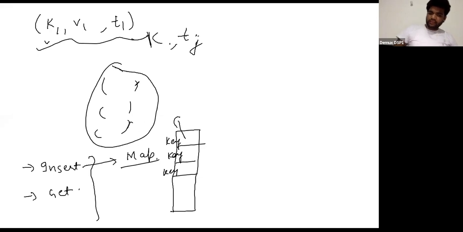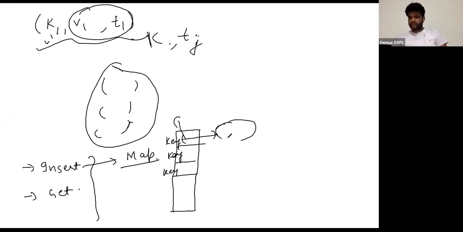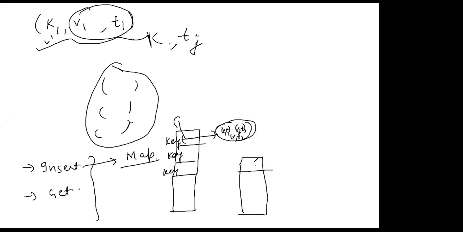The next thing that comes to my mind is that for the same key, I can have multiple VITI pairs, right? So for a given key, I need some complicated data structure to store all these tuples, value V1, T1, V2, T2, V3, T3, right? So let's see what we can do. Can I keep a map with value as an array?